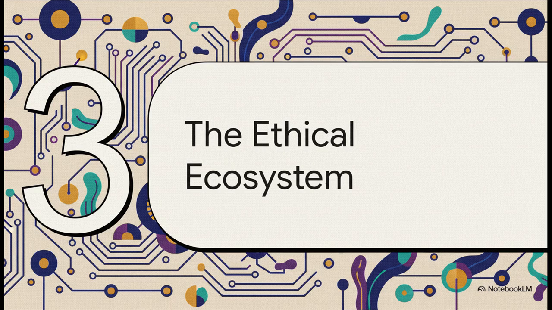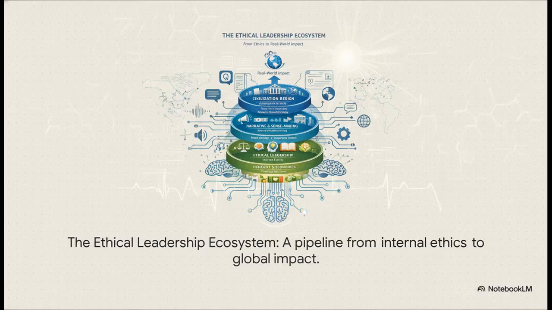What we're looking at here is a whole ecosystem designed from the ground up with a really specific structure. And here's the blueprint. It's called the ethical leadership ecosystem. The whole idea is to create a kind of pipeline. It starts with a person's own internal ethics and scales that all the way up to have a real impact on the world. You can see it's built in these layers, and that bottom layer, the foundation, is ethics. Everything else grows from there.